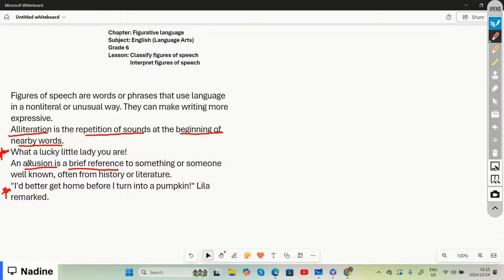So also when it comes to figures of speech, as much as they use words in a non-literal or unusual way, all right, we know alliteration, which is a repetition of sound, as well as allusion, which is a brief reference to something or someone well known.